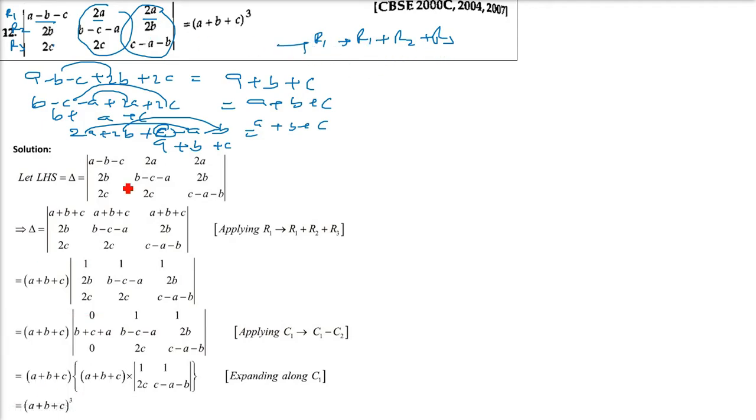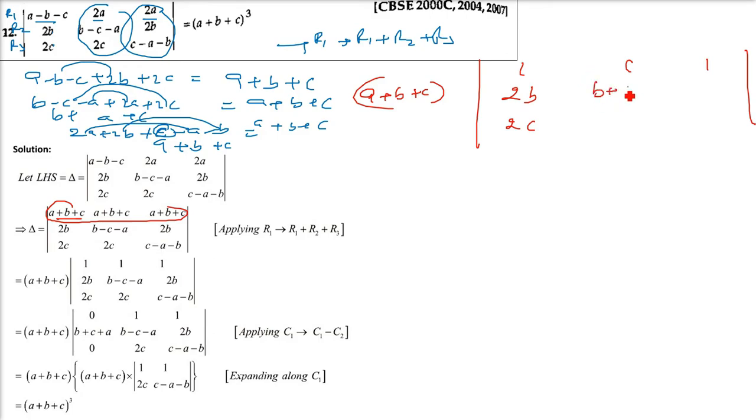Okay. So the first row will be A plus B plus C, A plus B plus C, A plus B plus C. You just saw it, so I am just taking it outside. Just assume that A plus B plus C was already there and we have taken it out. So only 1 will remain inside. You get 1 here, 1 here, 1 here. Then you get 2B, 2C, B minus C minus A. And then you have 2C, then 2B and C minus A minus B.